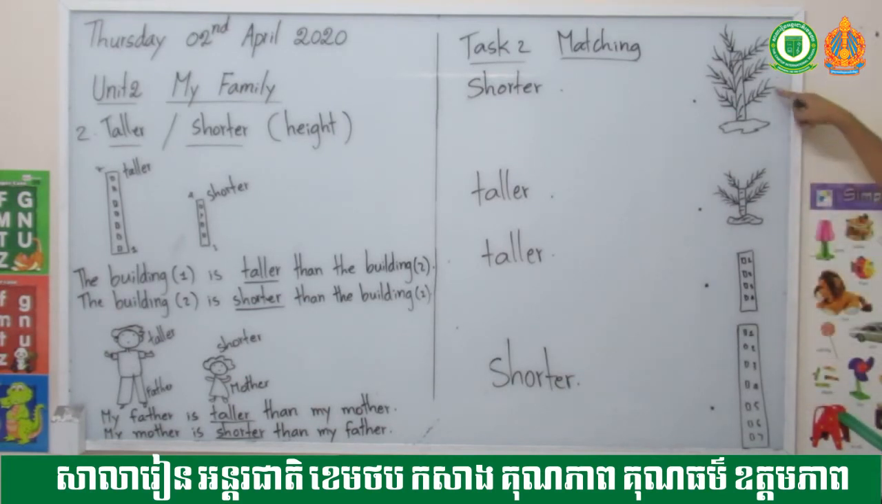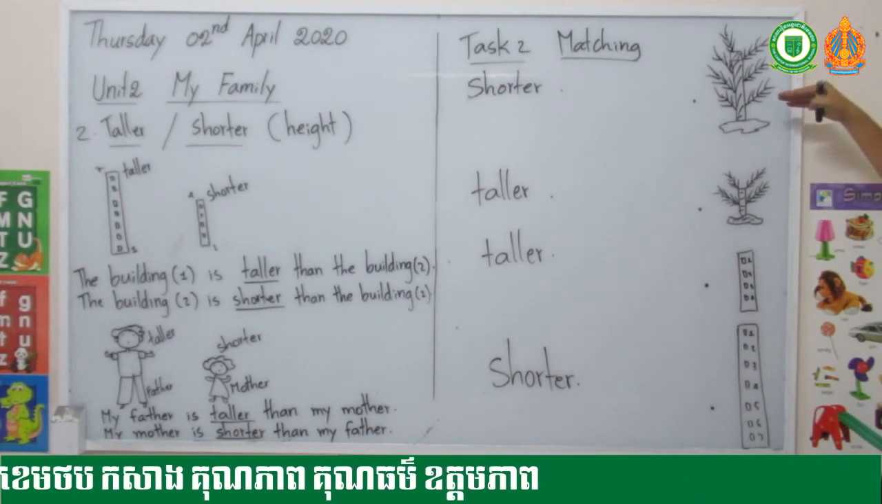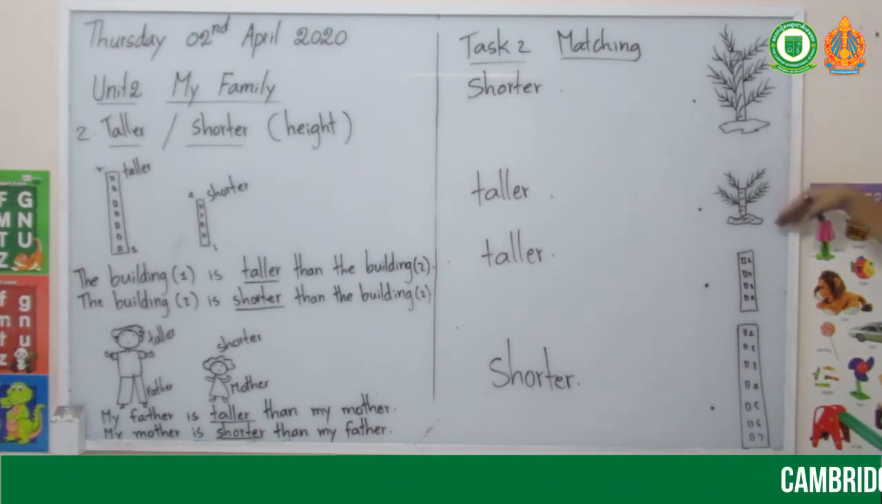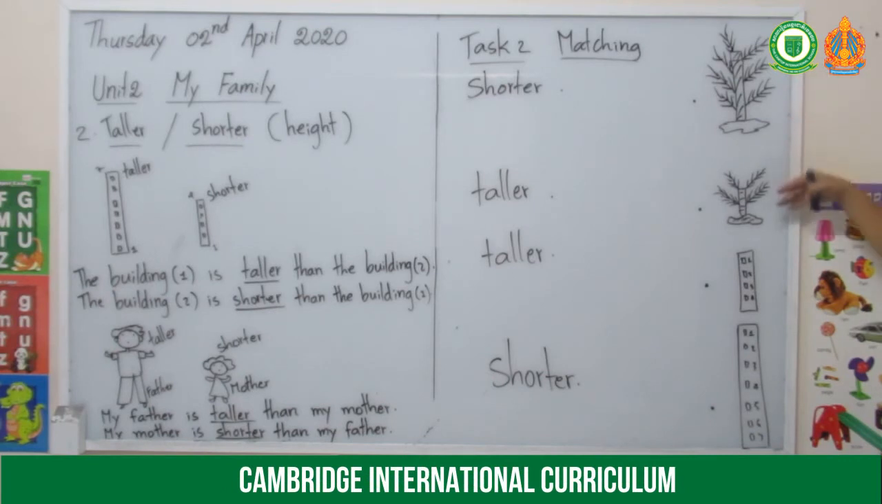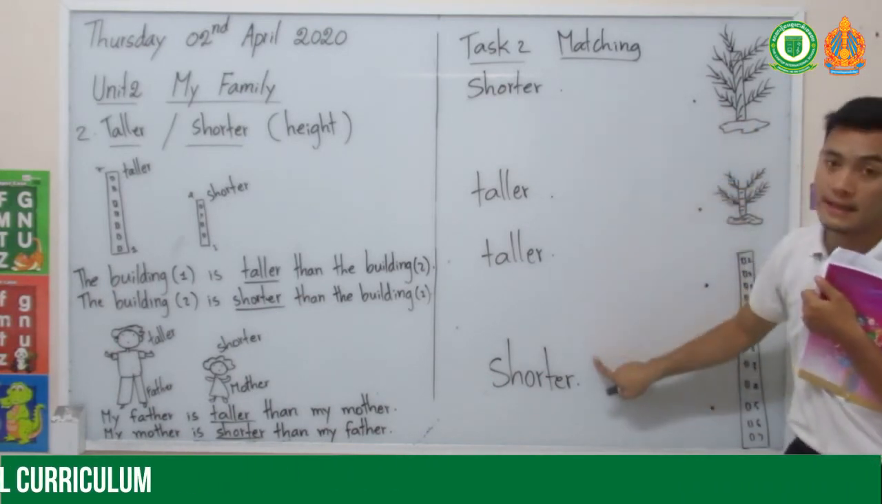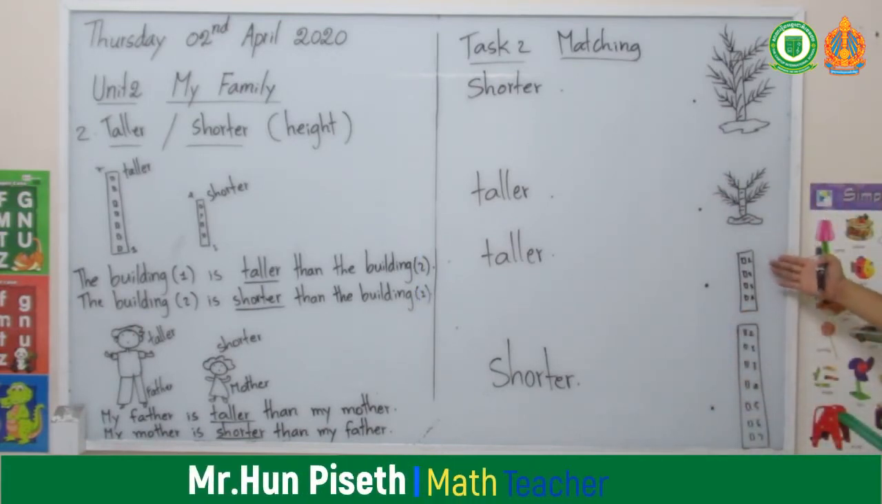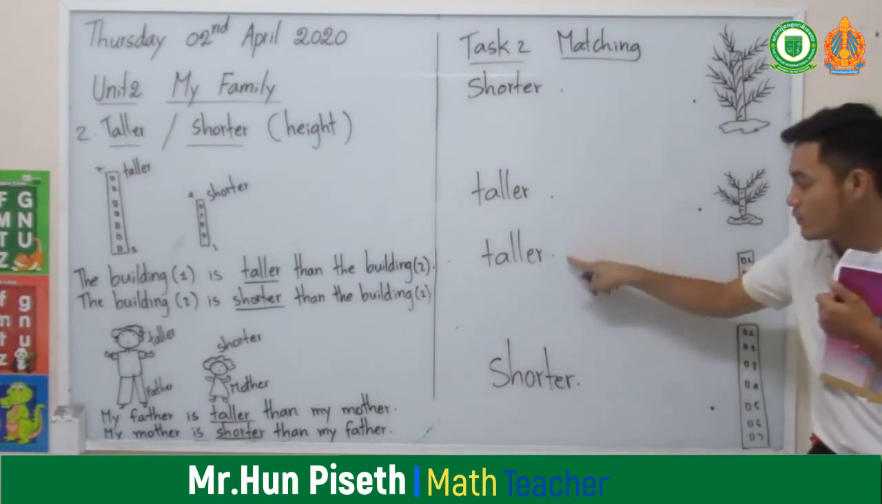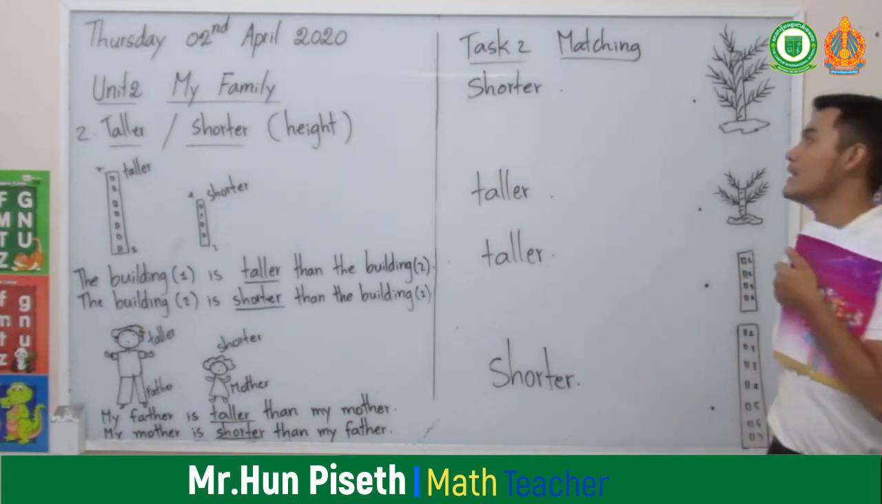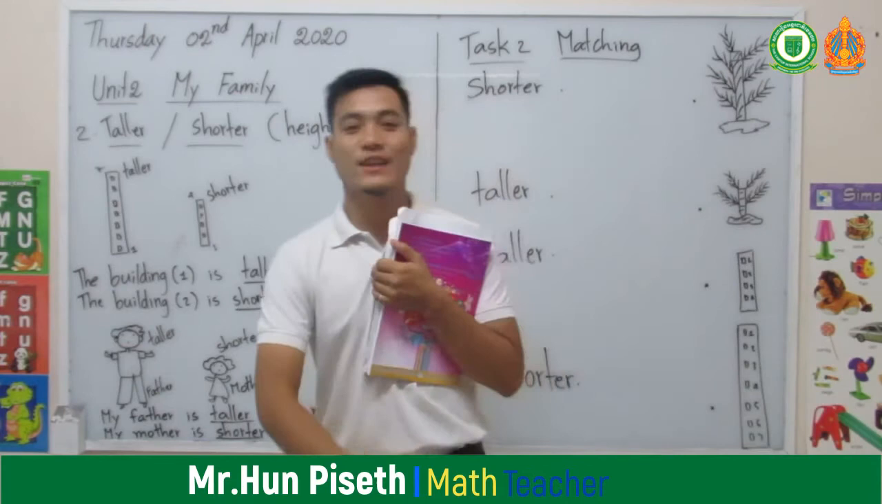And then you try to look at the picture, and then you can compare tree number 1 to tree number 2, which one is taller and which one is shorter. And then you just match to the word right here. And for the buildings too, you look at building 1 and building 2, and you try to compare to find out which one is taller or which one is shorter, and then you just match to the word right here. Okay, so that's all for the second video clip.